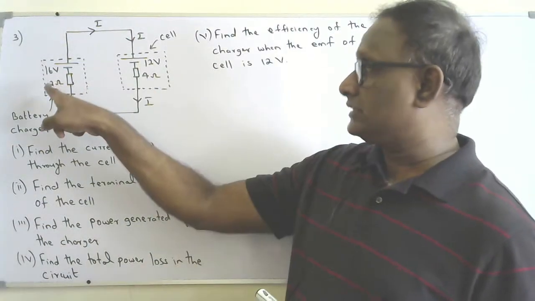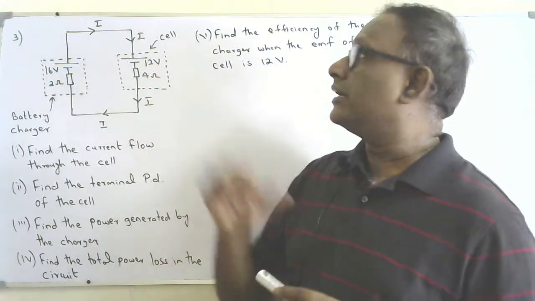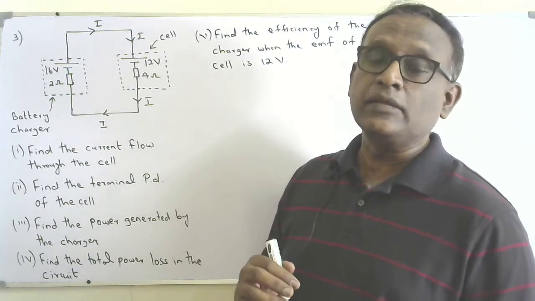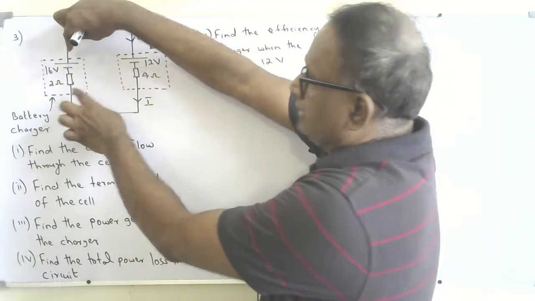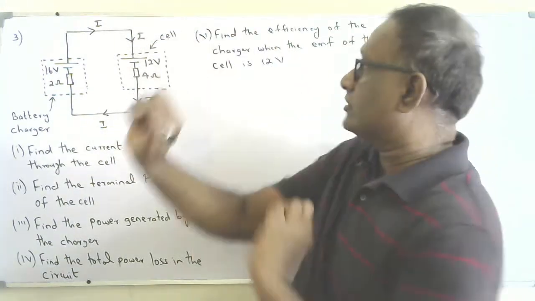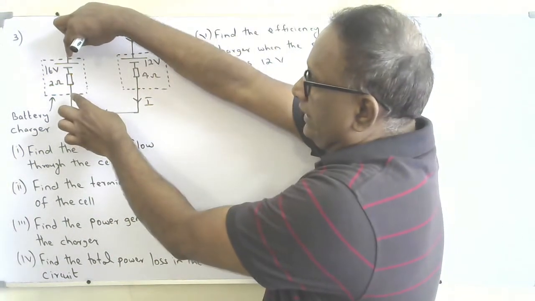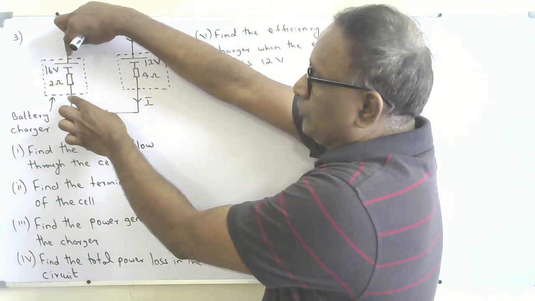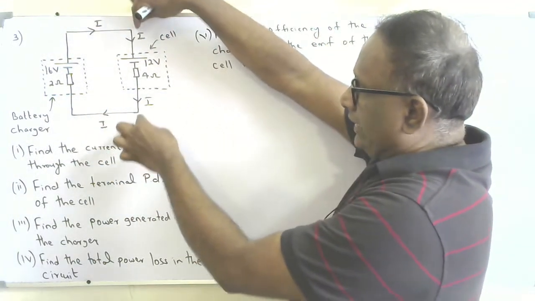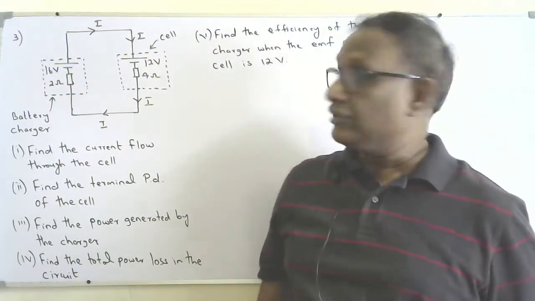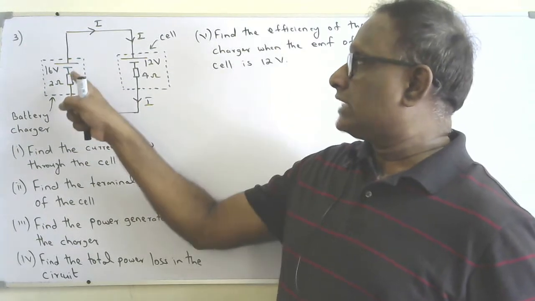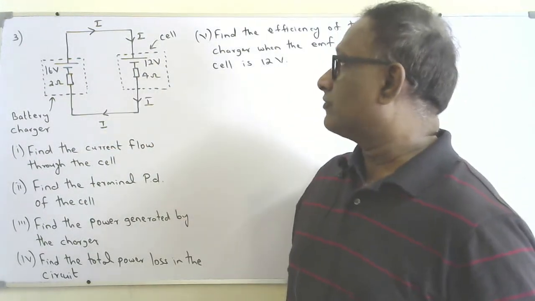So the EMF of the charger must be more than the EMF of the cell. But both will have the same terminal potential difference. The terminal potential difference across the charger will be the same as across the cell, because if you connect a voltmeter here, it will read the terminal potential difference of the charger, but the wire has no resistance, so that means it will read the terminal potential difference of the cell as well, right? So the terminal potential difference of the charger will be the same as that of the cell.